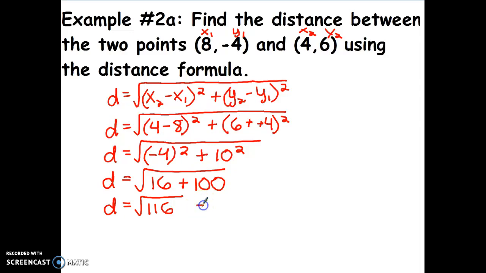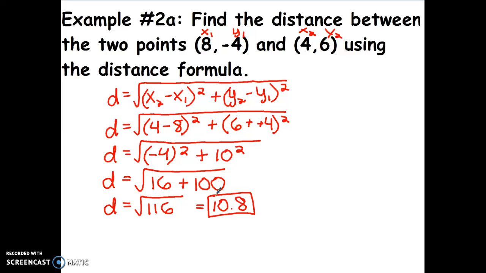And now all we have to do is figure out what the square root of 116 is. Now, sometimes you'll just leave it like this. But it just depends on what your multiple choice is asking for. If they're asking for the radical or if they're asking for the decimal. Okay, but when you put this in your calculator and take that square root, you get 10.8 when rounded to the nearest tenth.